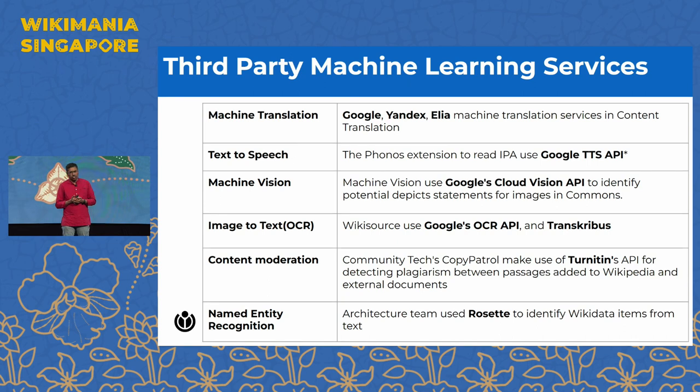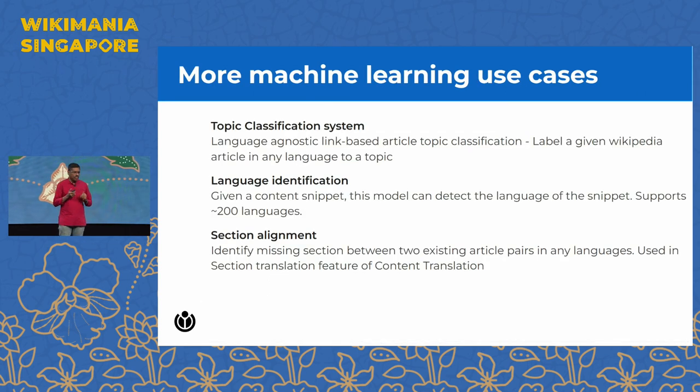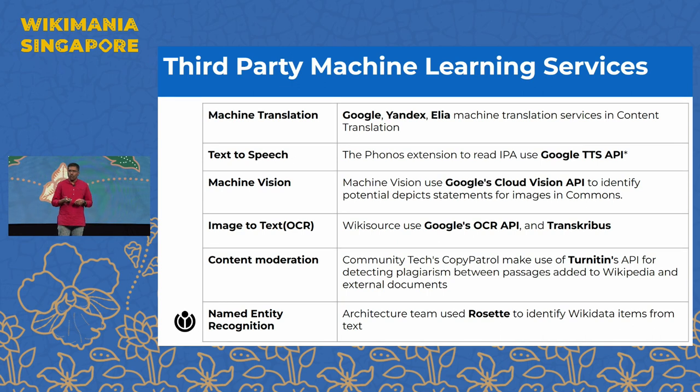There are also a lot of machine learning tools that are not in Wikimedia Foundation infrastructure. We collaborate with several third-party vendors for this. I already mentioned Google, Yandex, and Aylien for machine translation. For text-to-speech, we are trying to see whether we can have our own text-to-speech engine that can cover more and more languages. Machine vision is used for depicts statements, like when an image is given, you need to tell what is in the image. Google OCR API and Transkribus for optical character recognition.